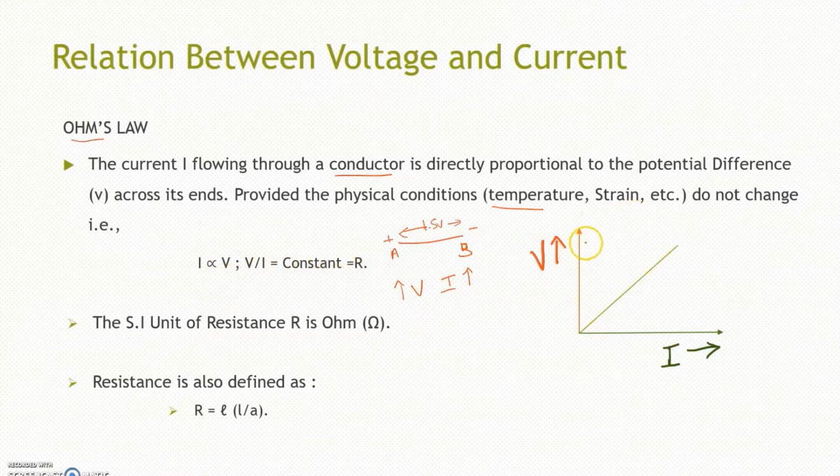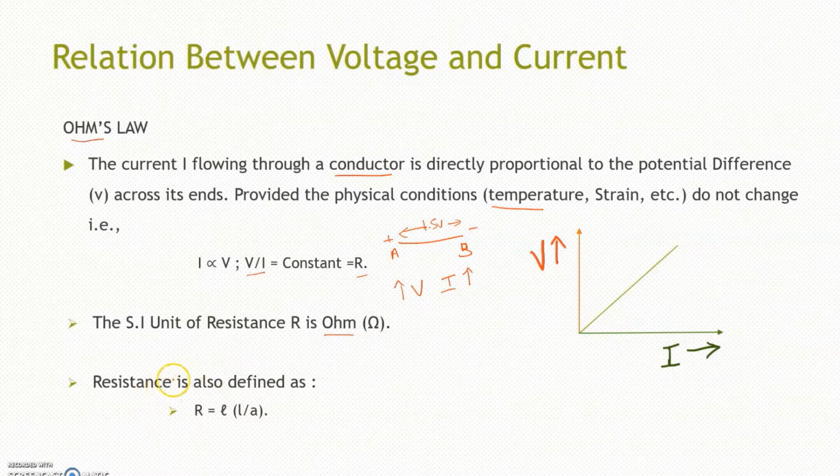Using the graph, we can explain this: as the value of voltage increases, the current through the circuit also increases linearly. The proportionality constant, that is, if we take the ratio of V by I, we get a constant, and that is R, resistance. You know the SI unit of resistance is ohm. It is measured in terms of ohm.